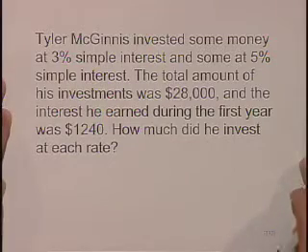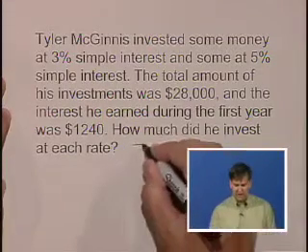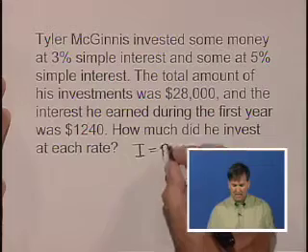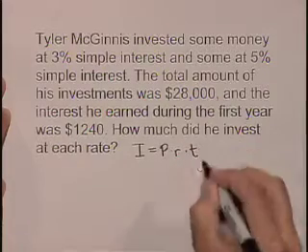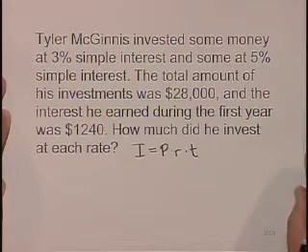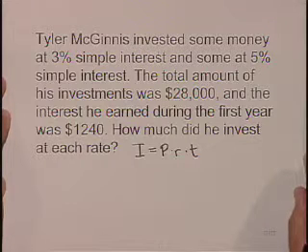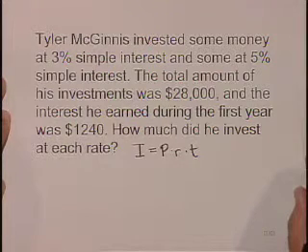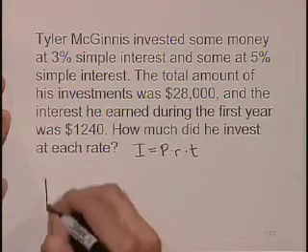The formula for simple interest that we want to use is I equals P times R times T. Interest is equal to principal times rate times time, but in this problem we have two different interest rates, 3% and 5%, and different amounts of money at each. So we're going to set up a table.